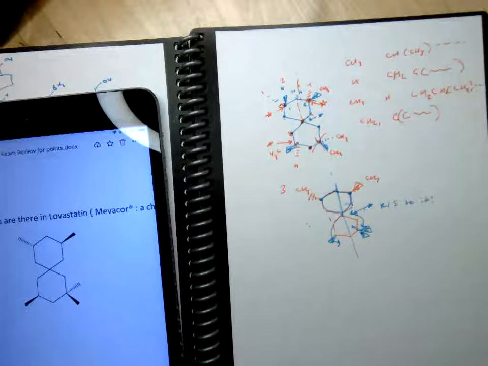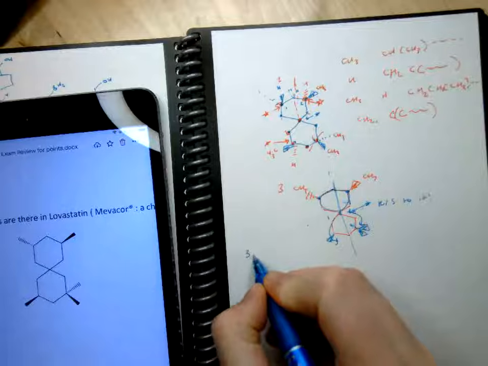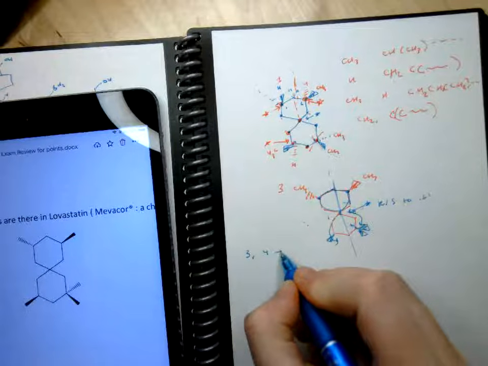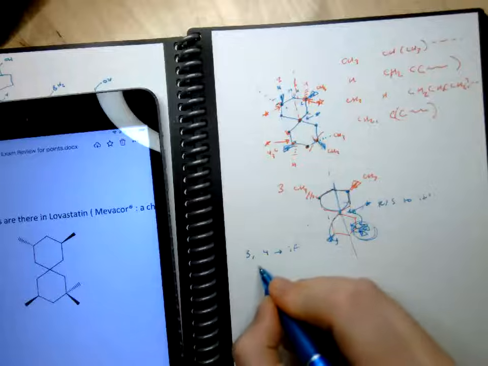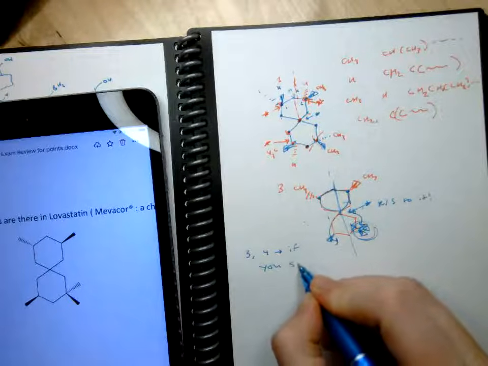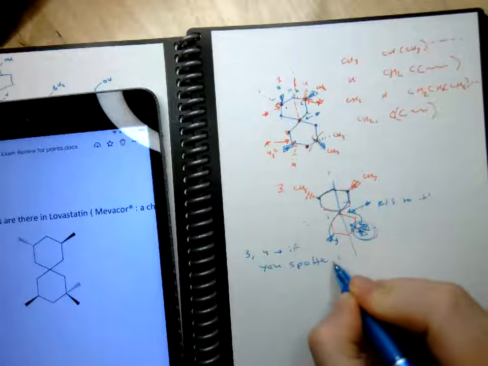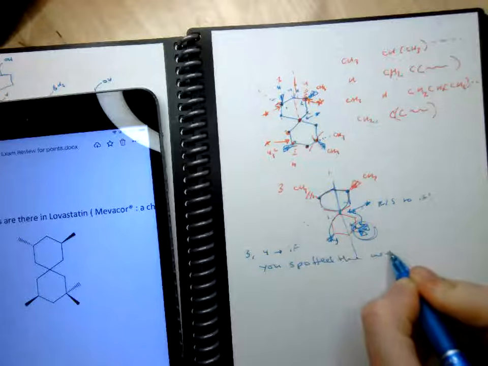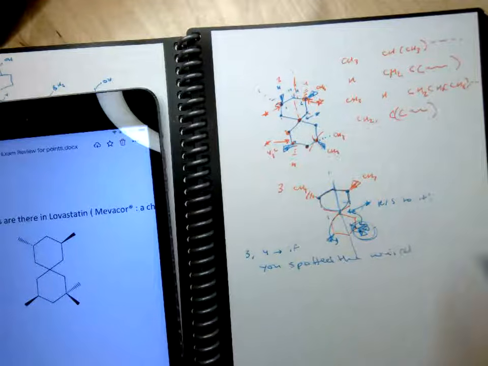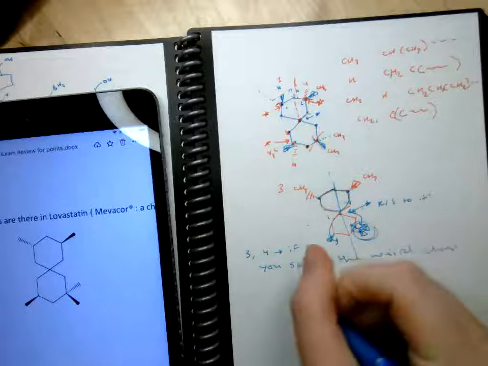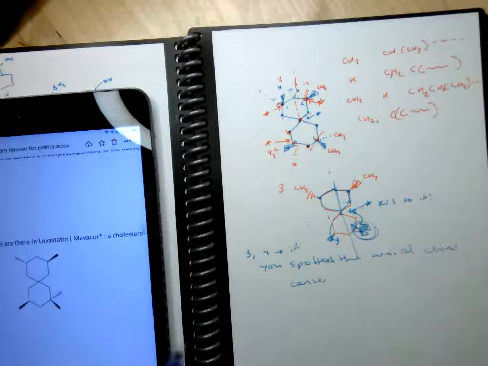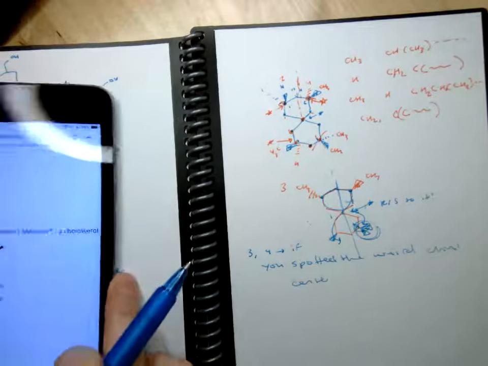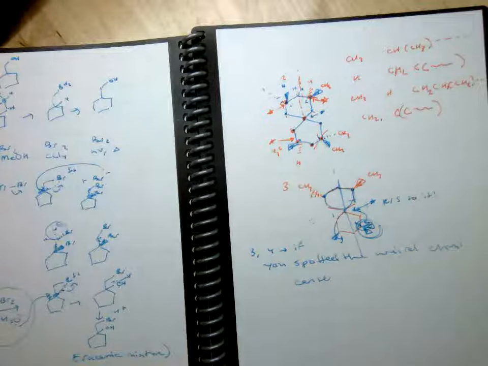So I'll accept on the answer key 3 or 4 if you knew that this wasn't a chiral center, if you spotted the correct chiral center. So I'll check your work on that and see who got that one right, because I would say it's 3 true chiral centers, and one is more like a stereogenic center. So I guess 3 is really what I'm looking for here.